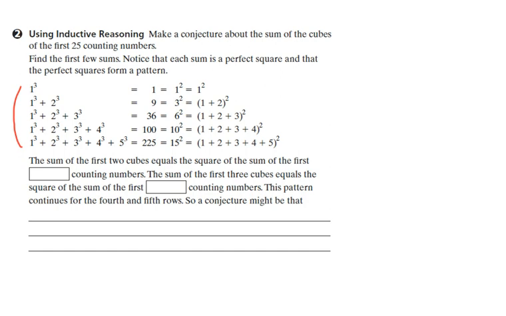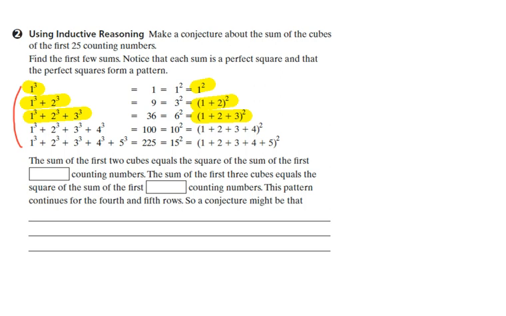So let's read a little bit further here, and you can look at the patterns on your own. It says the sum of the first 2 cubes equals the square of the sum of the first blank counting numbers. Kids have struggled a little bit with this in the past, but really what you want to look at is how this number connects with this one, how these two connect with this, and these two connect with this. They're showing you a shortcut.